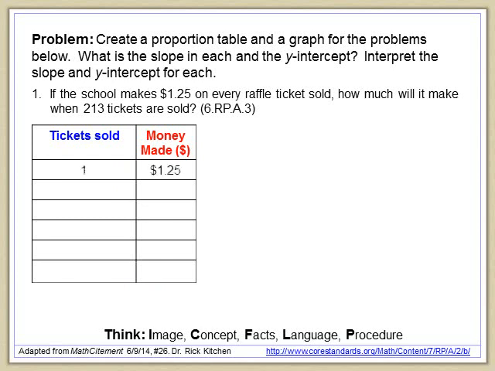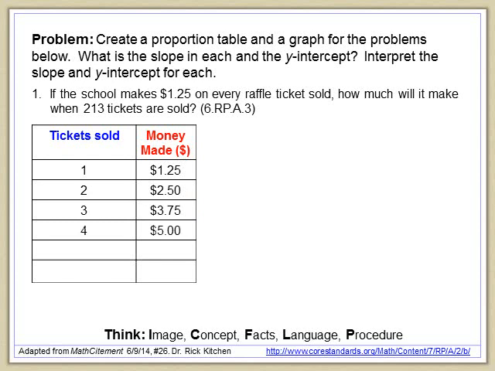Okay, so we start off with one ticket. We sell one ticket, we get $1.25. That's pretty straightforward. If we sell two tickets, most students will recognize that we get $2.50. Now, they may come about this two different ways. Some students will just add $1.25 to the first $1.25 and get $2.50. When we go to three tickets, they may add $1.25 to $2.50 to get $3.75, and so forth.